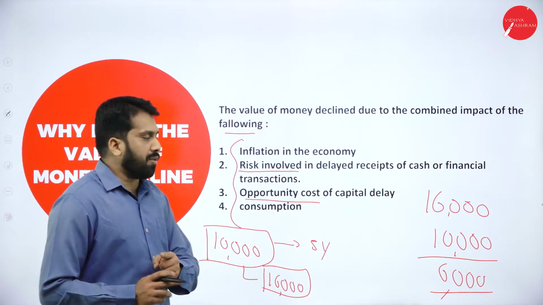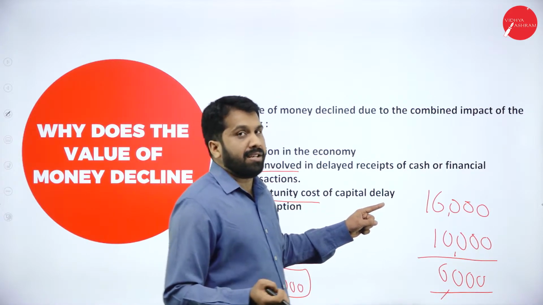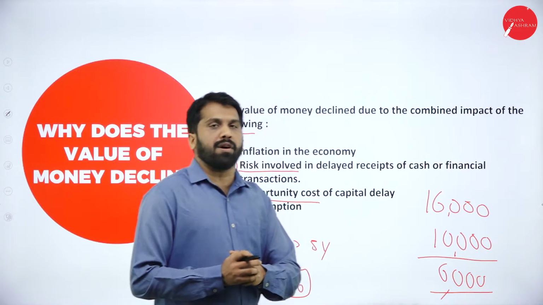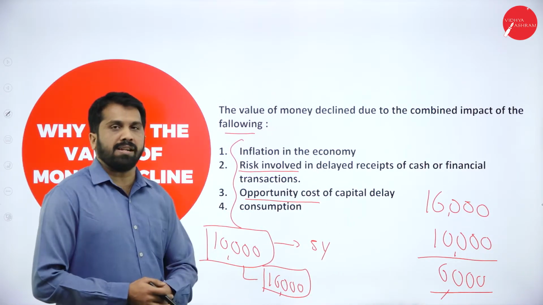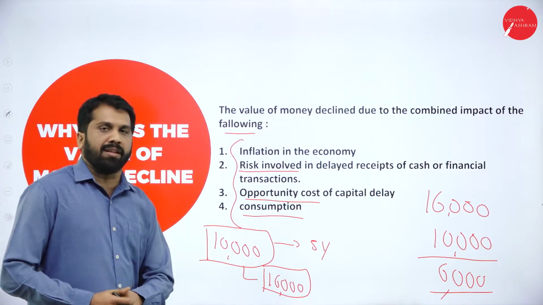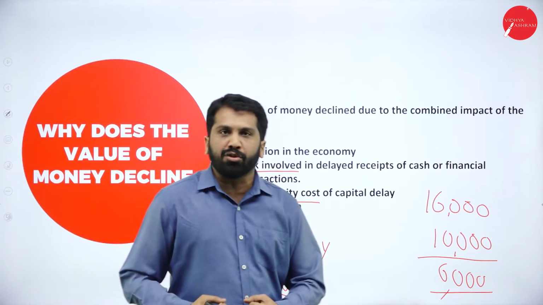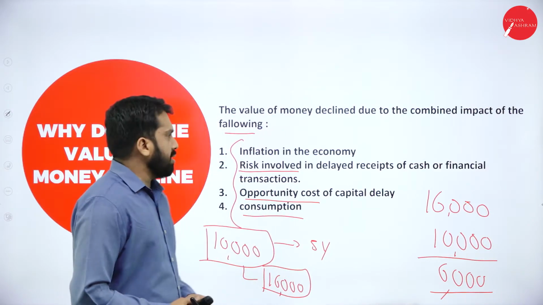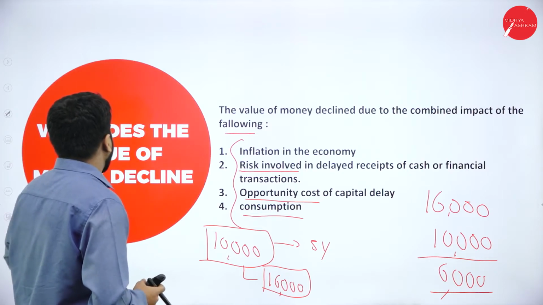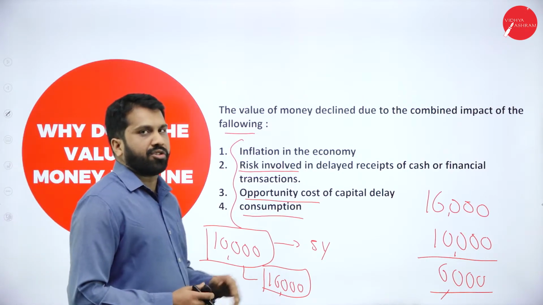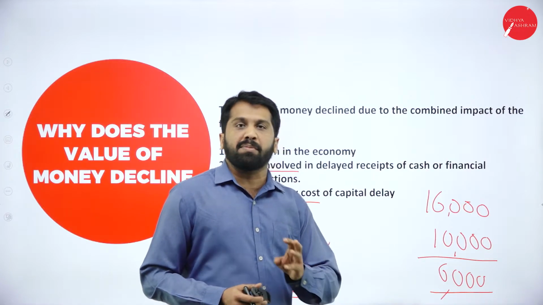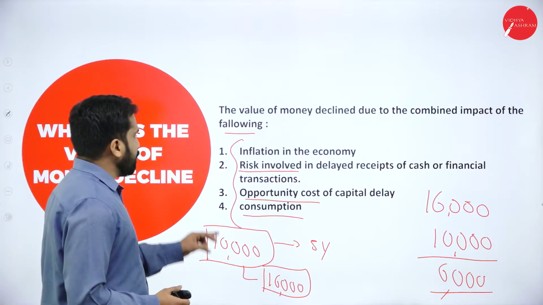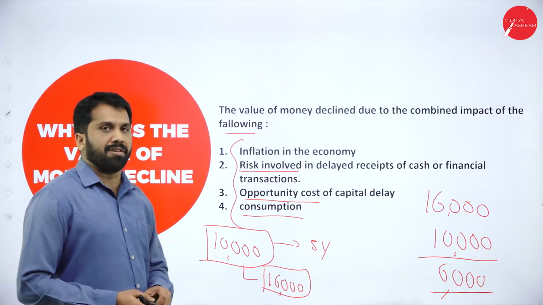Hope you understood. What is the opportunity cost? The money you lost, not by spending, but by not investing. Hope you are clear. This is called opportunity cost. The last part we call consumption. By consuming also, the money value will decline. These are the major reasons under why the value of money declines. Your 5-mark question, remember these points. First will be inflation. Second, opportunity cost, your consumption, as well as risk involved.